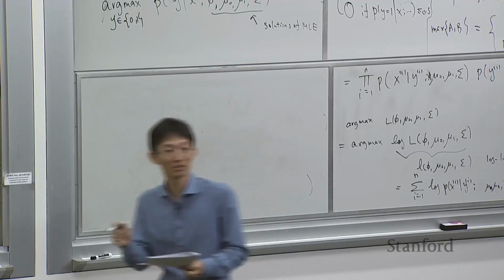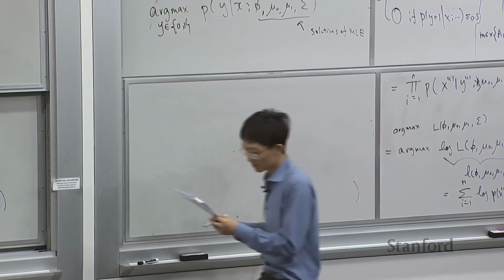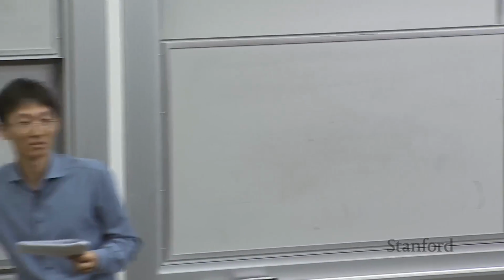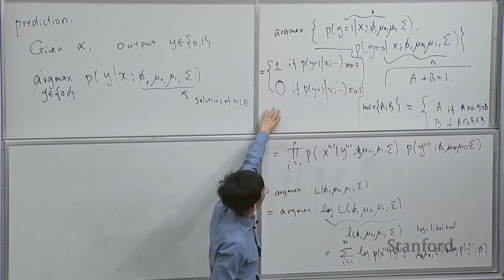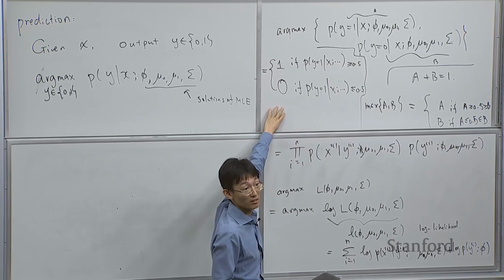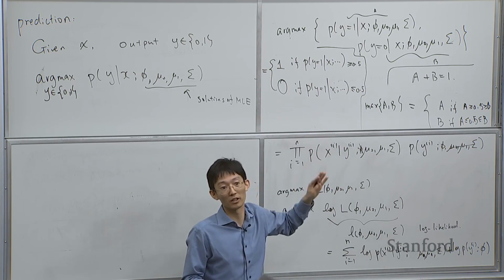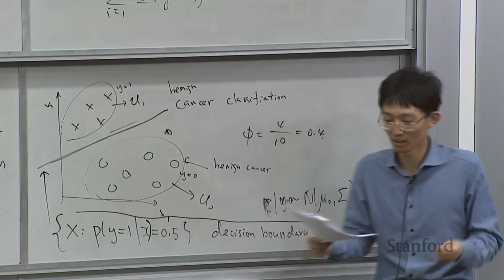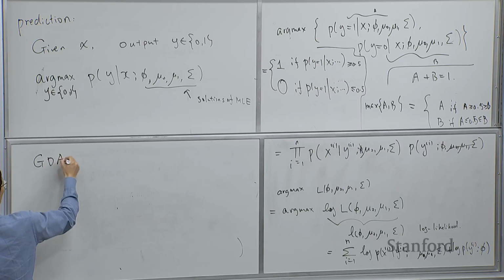Because we only have 2 minutes left, let me quickly say what this decision boundary is for Gaussian discriminant analysis. What I'm doing here is pretty general. I didn't really talk about what exactly the parameters are. If you really want to know what p of y given x is, you have to plug in the parameters and use the modeling.